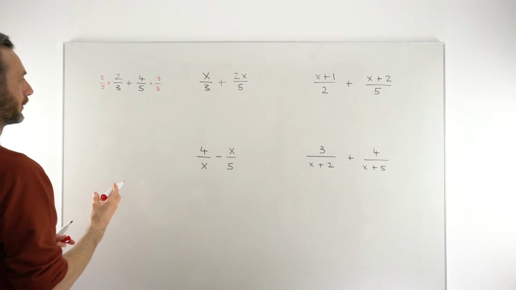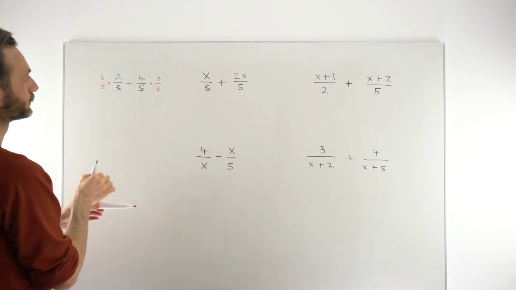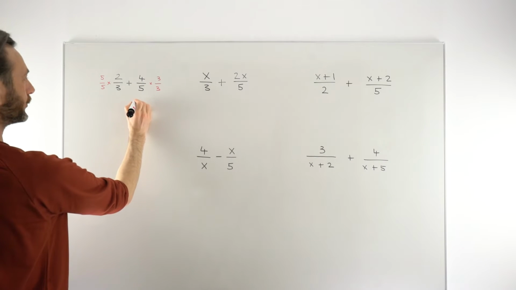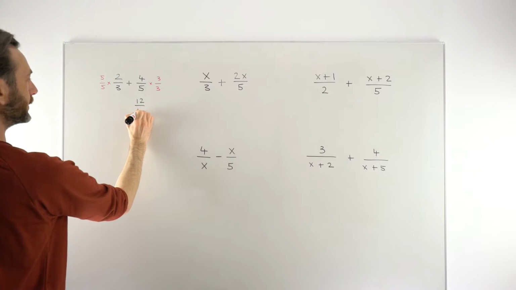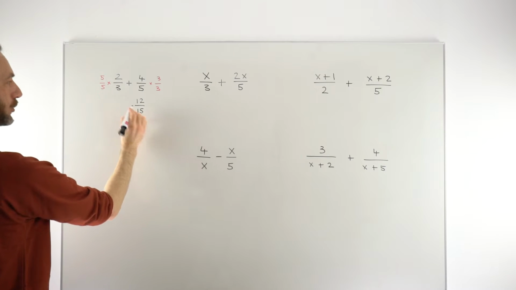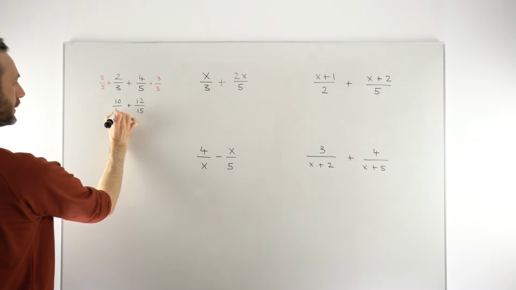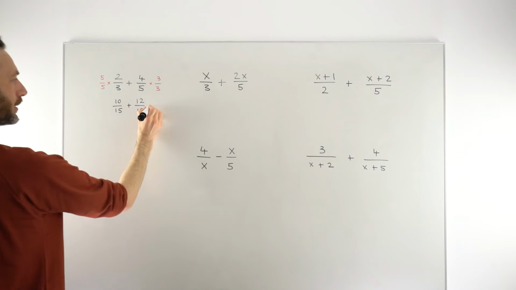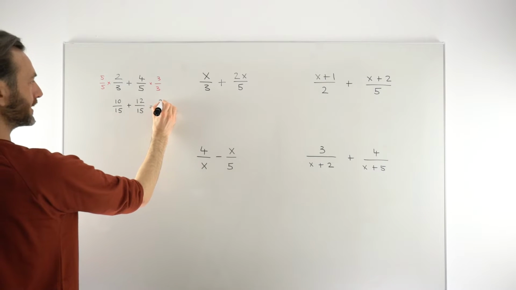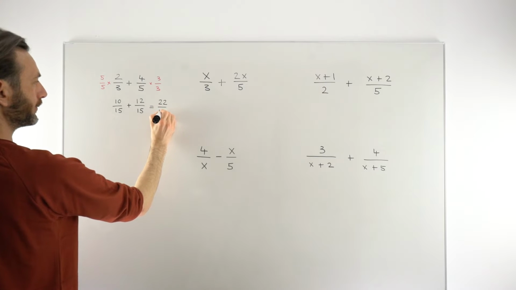So that's one way to think of it, and that would give you here 12 on the top and 15 on the bottom. So it's the same fraction, just written in a different way, and it would give you 10 over here and 15 on the bottom, the denominator. Go ahead and add those and you get 22 over 15.